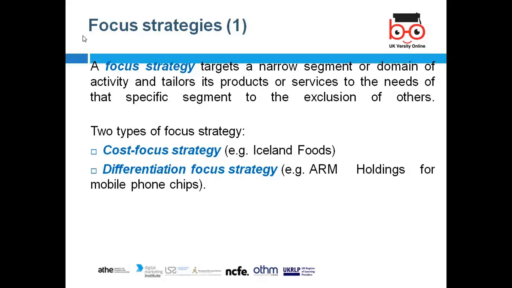Differentiation focus. ARM, one of the biggest electronic companies, is making chips and electronic devices, and their differentiation focus strategy is quite good, which no one else is really doing, satellites, robots, and those sorts of things.